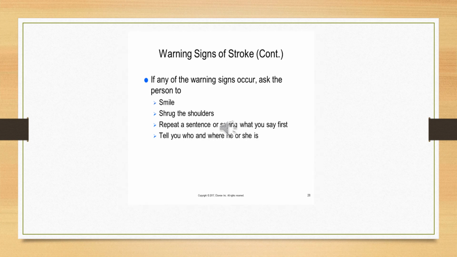Other signs: you've heard of the acronym FAST, F-A-S-T. It stands for face, arms, speech, and time. So if their face is drooping, they can't smile, you might have the person ask them to smile. Their arm, they can't hold their arm up, ask them to shrug their shoulders or whatnot. Speech, they're having difficulty speaking. Have them repeat a sentence or things like that. And then, of course, time. Call 911. We want to get them emergency medical services right away.